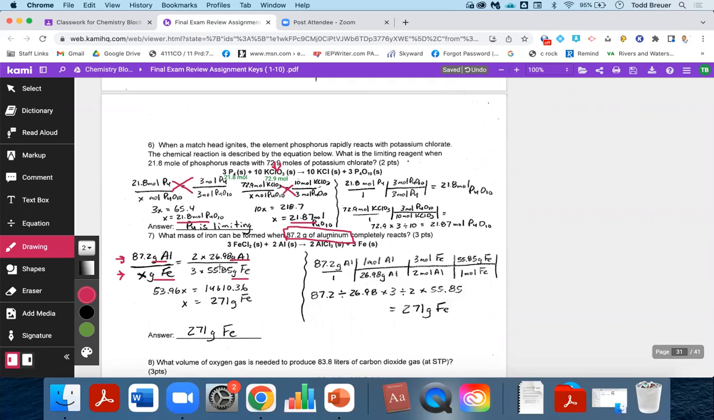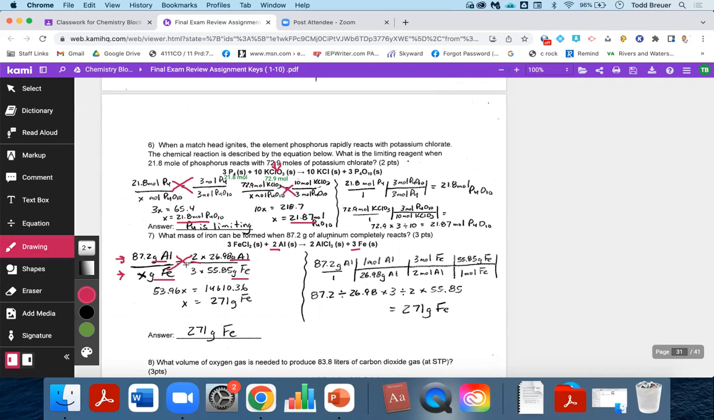That comes from the molar mass of these elements. Periodic table says 26.98 for aluminum, 55.85 for iron. Because these are elements, there's nothing to add up. We go back to the balanced equation. We see 2 mole of aluminum, so we've got to factor that in: 2 times 26.98. We see 3 mole of iron, so we've got to factor that in, right? 3 times 55.85. We cross multiply.